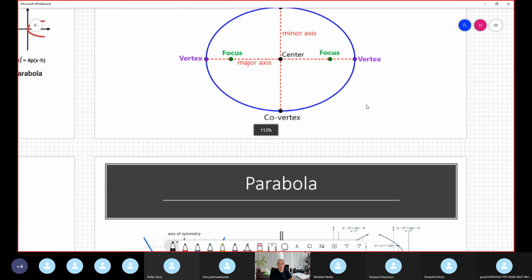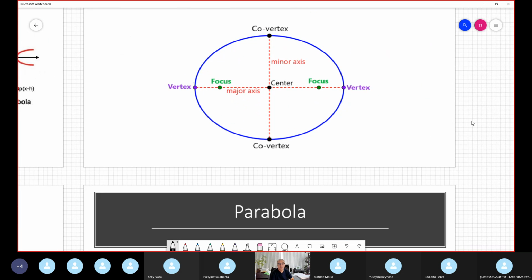Well, the ellipse has, look, a center. Similar to the circle, it has a center. And we have two axes. The major axis is this segment, major because it is the big one. And the minor axis, the minor is this. Okay.